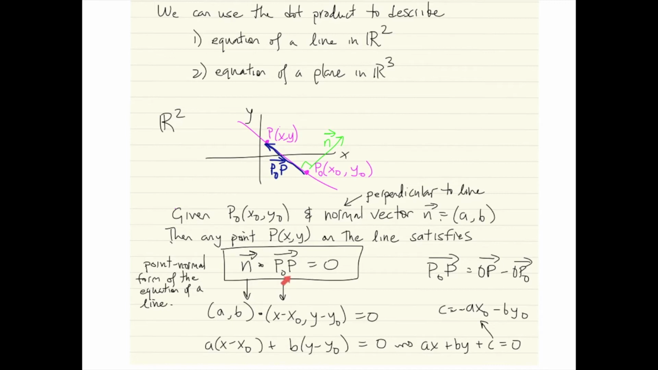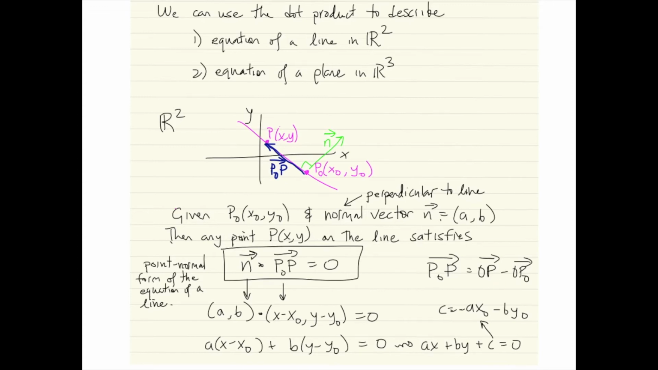And then this vector here, the way you figure its components out is you take the coordinates of P, which are x and y, and subtract off the coordinates of P0, which are x0 and y0. So it's kind of a little bit backwards. One convenient thing to remember is that the vector P0 to P, which starts at P0 and ends at P, is equal to the vector from the origin to P minus the vector from the origin to P0.